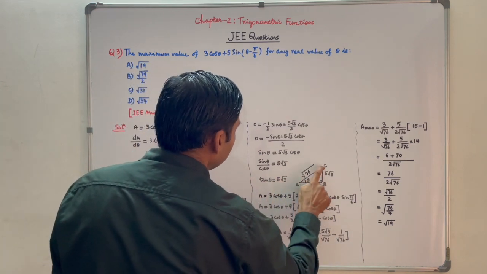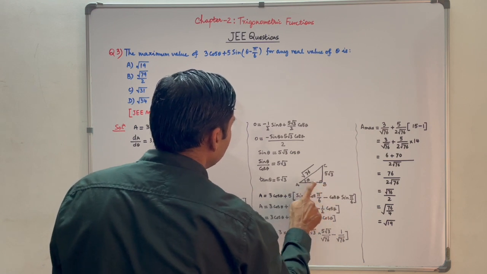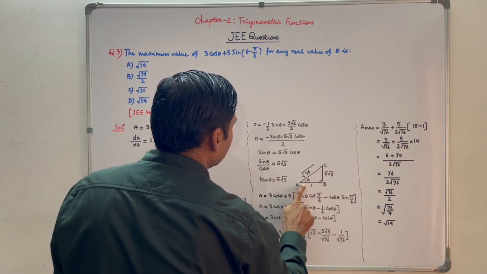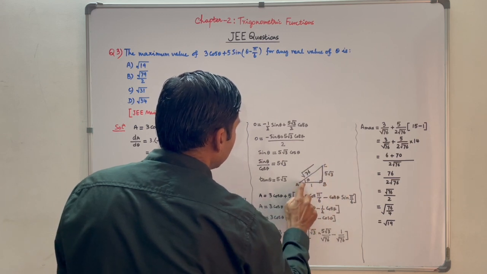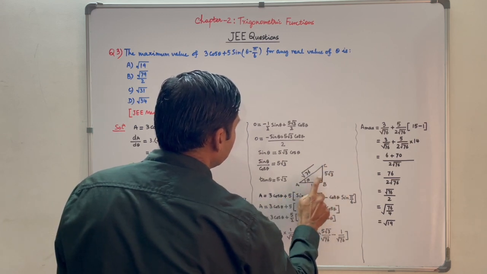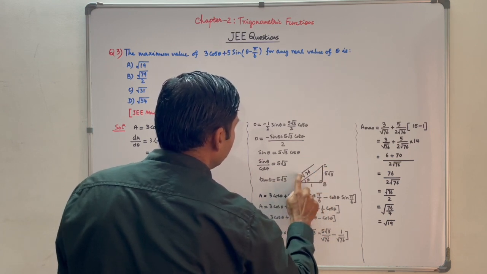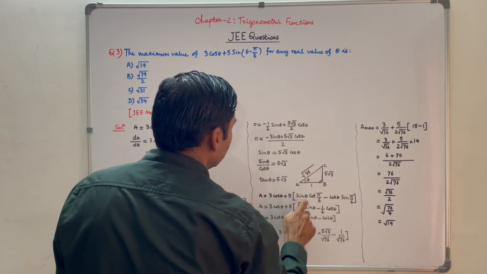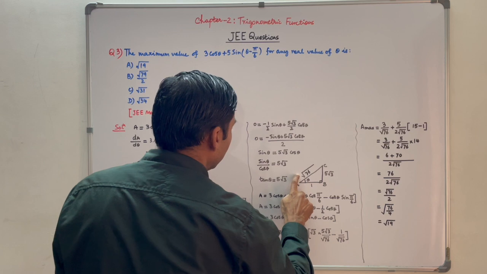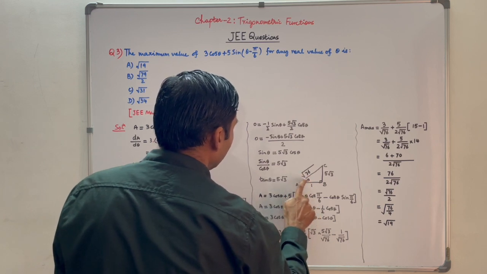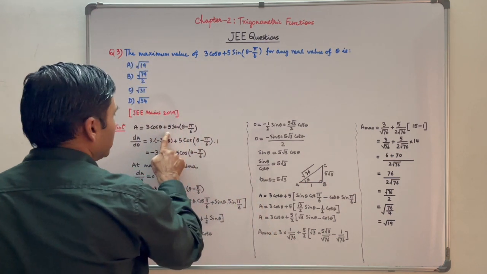Now make a right angle triangle, triangle ABC, in which angle B is 90 degrees and angle A is theta. BC is equal to 5 root 3, AB is equal to 1, so that tan theta is equal to 5 root 3 upon 1. Applying Pythagoras theorem, AC comes out to be under root 76. Now sin theta is equal to 5 root 3 upon root 76 and cos theta is equal to 1 upon root 76. Now let us simplify the given expression.